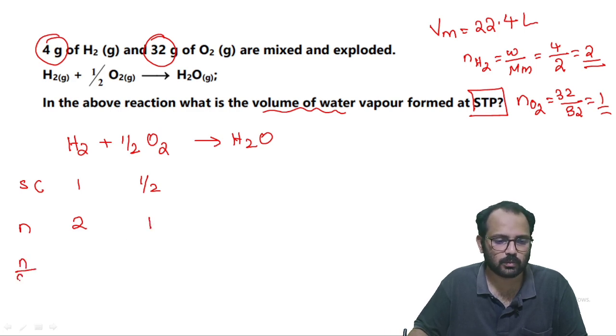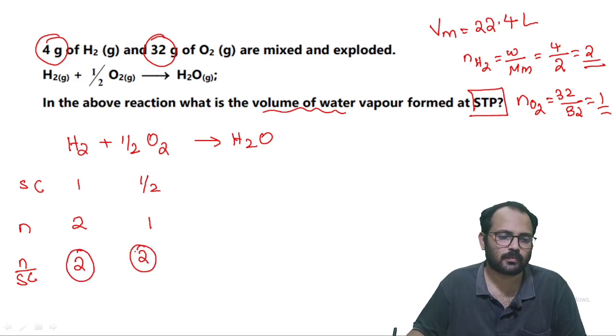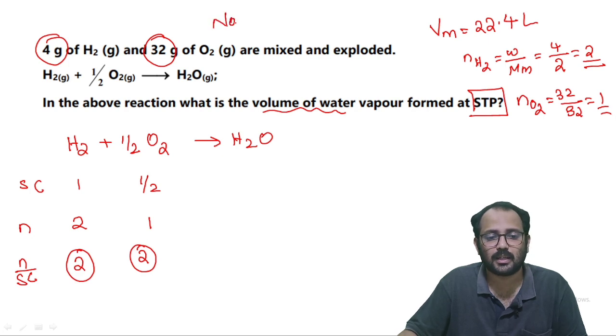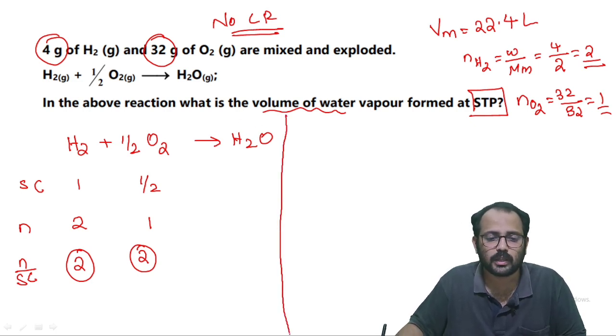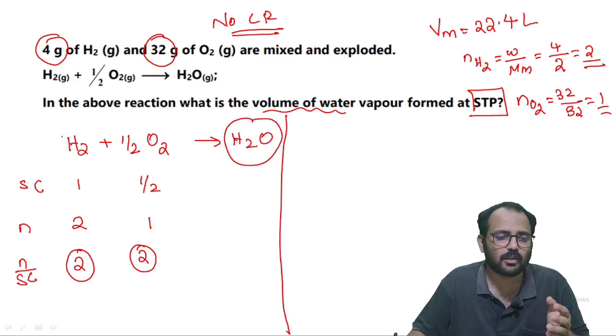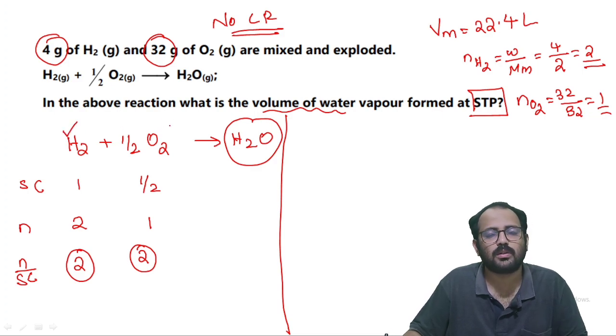So you got the number of moles of hydrogen 2, number of moles of oxygen 1. Number of moles divided by stoichiometric coefficient: you can see that this comes as 2, and 1 by half also comes as 2. So here we don't have any limiting reagent, both are consumed fully in this particular reaction. So now if you wanted to find out the amount of water formed, either you can equate with this one or this one.